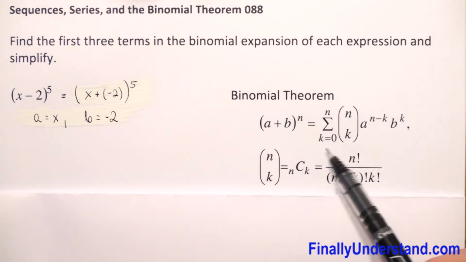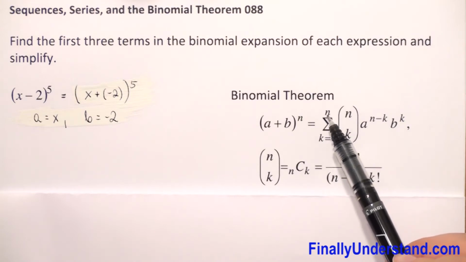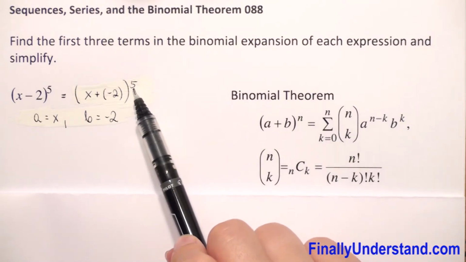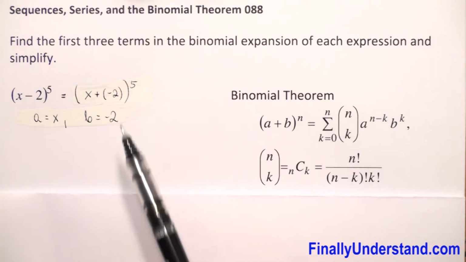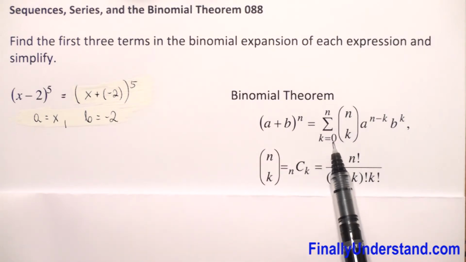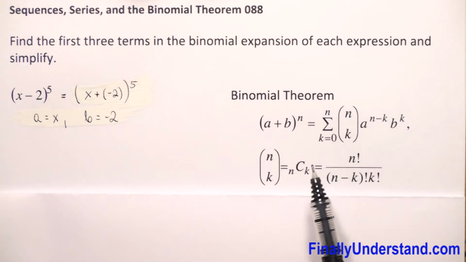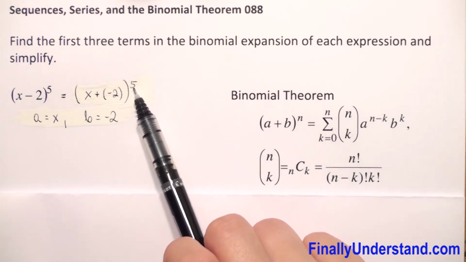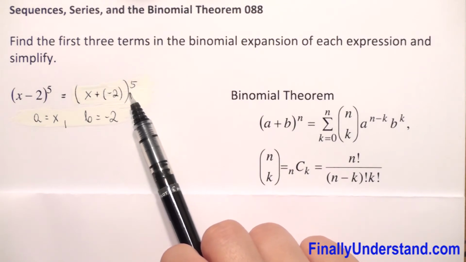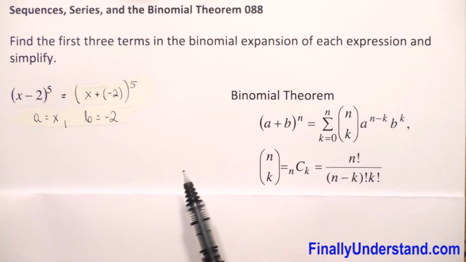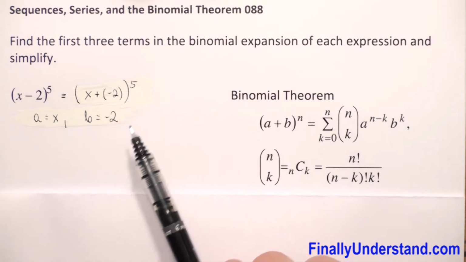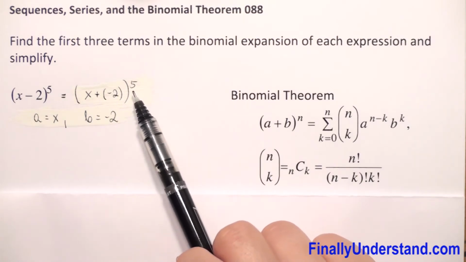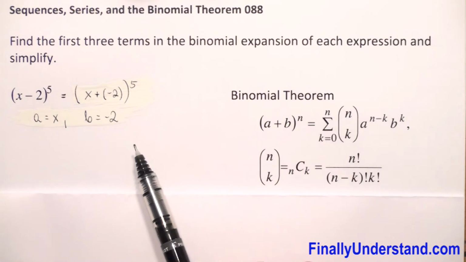We see that in the binomial theorem we have a sum from k equals 0 to n. n is our exponent. In our case n is equal to 5, because we start from k equals 0, so we always have one term more than the exponent. When the exponent is 5, it means we will have 6 terms. When the exponent is 4, we will have 5 terms. When the exponent is 20, we will have 21 terms.